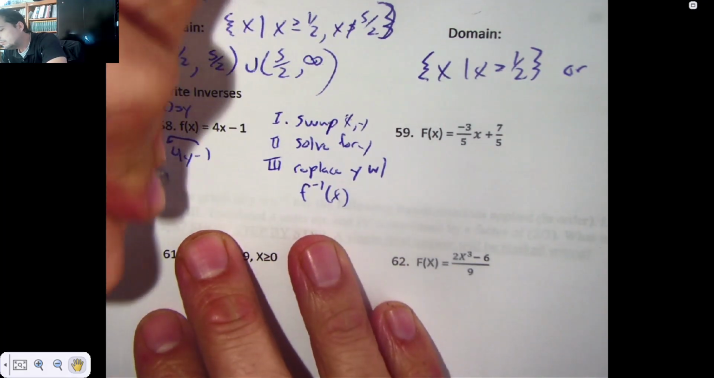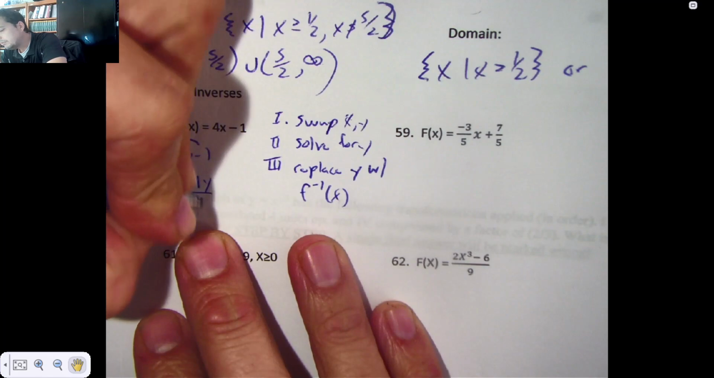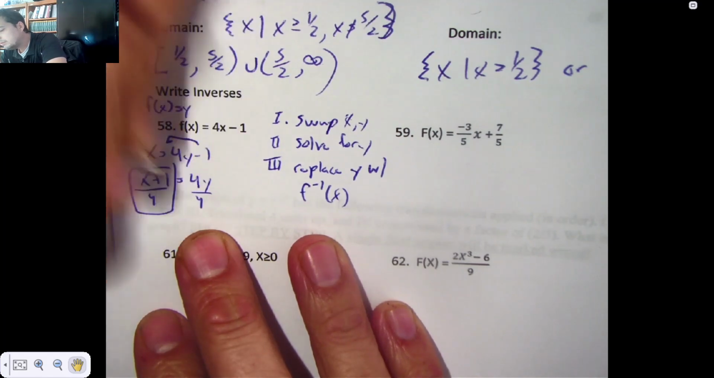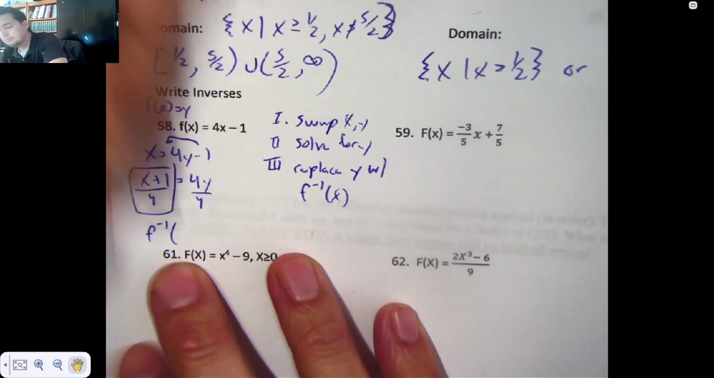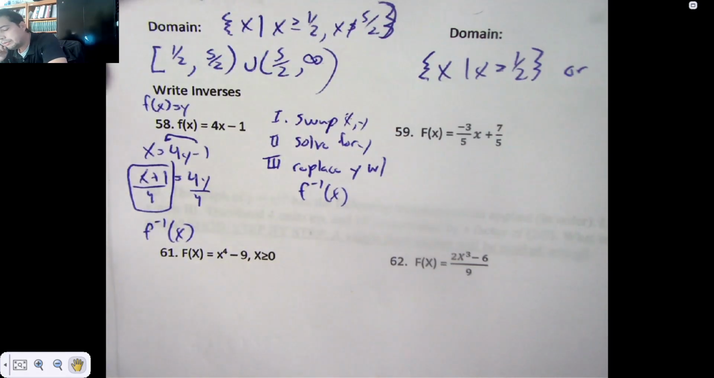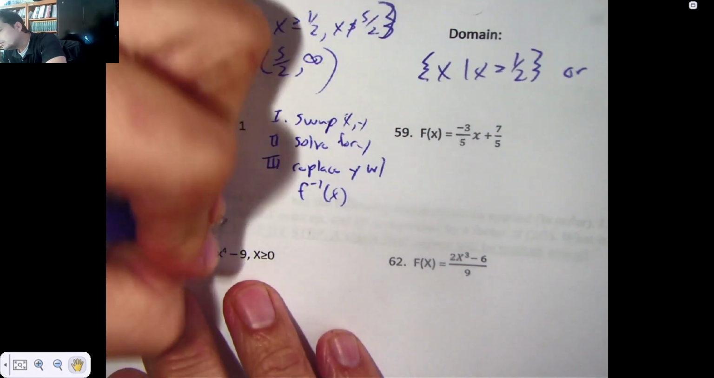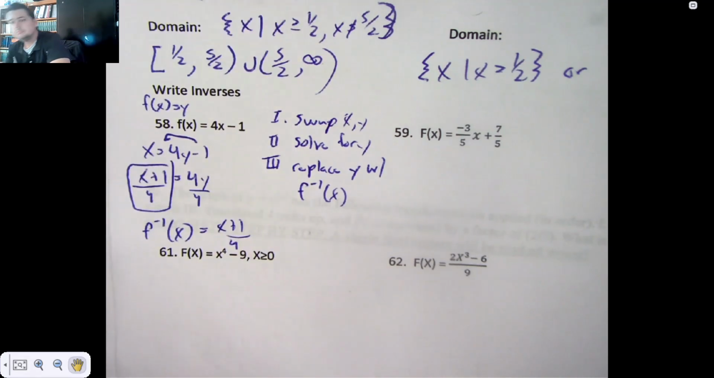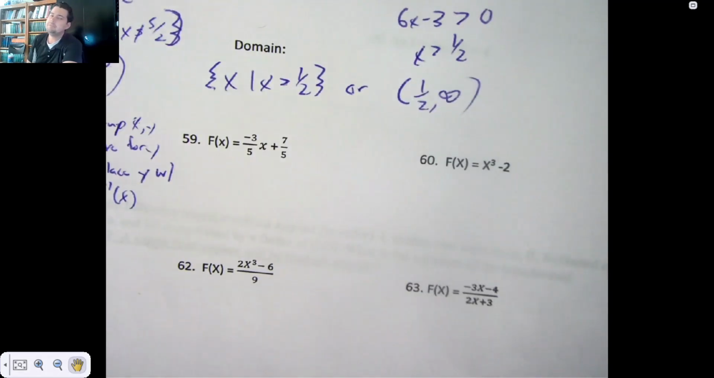Add 1, divide by 4. And I'm just going to leave it like that, okay? You can divide each piece by 4 if you want, but there's nothing wrong with a rational function. X plus 1 over 4. Ta-da!